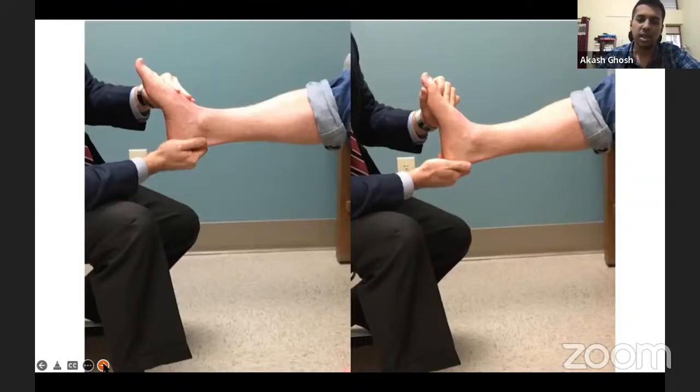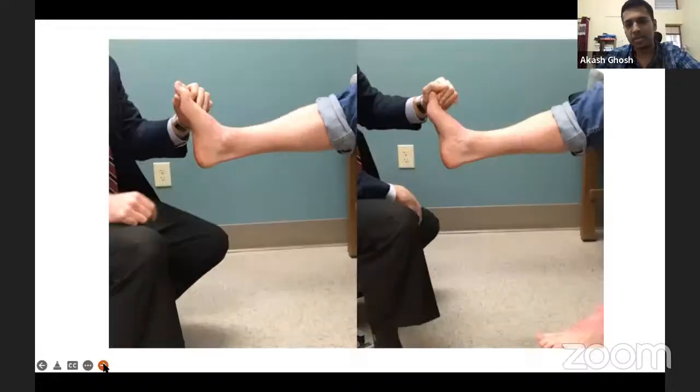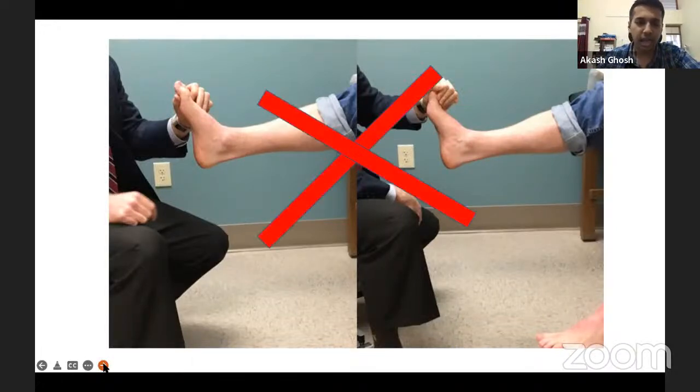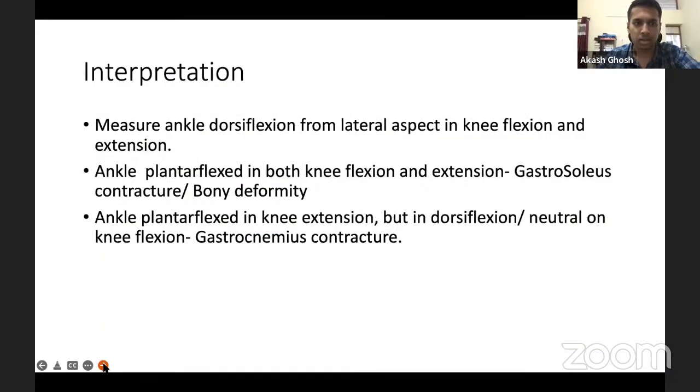So when you do it like this, it requires another assistant. He's stabilizing the midfoot and the hindfoot and then trying to assess the dorsiflexion. Whereas when you do it with one hand, you tend to overestimate the ankle dorsiflexion. So interpretation: we measure ankle dorsiflexion from the lateral aspect in knee flexion and extension.